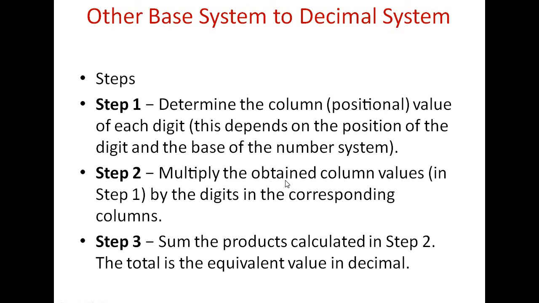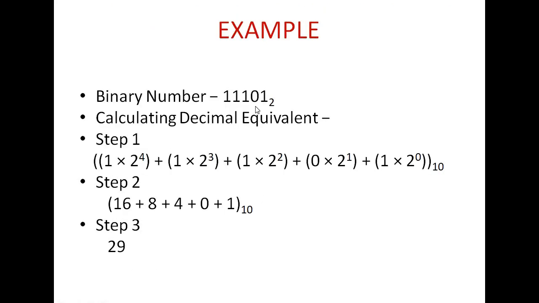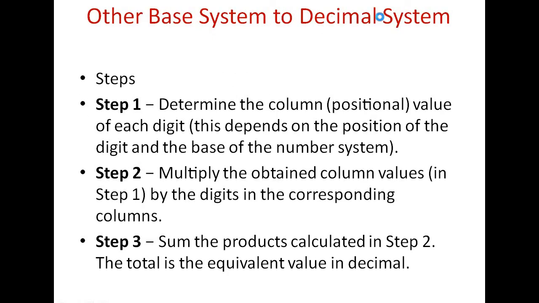Step 2, multiply the column value obtained in step 1 by the digits in the corresponding columns. Step 3, sum the products calculated in step 2. The total is the equivalent value in decimal. Let us consider converting this binary number to a decimal number. Other number system to decimal number system.